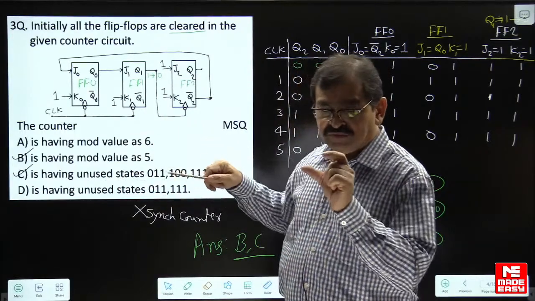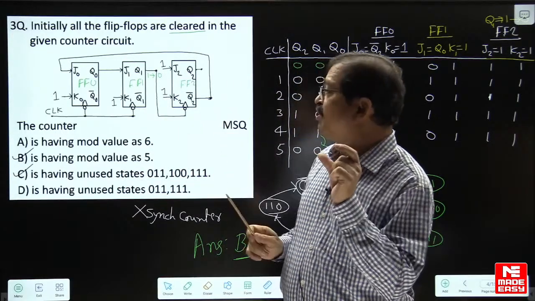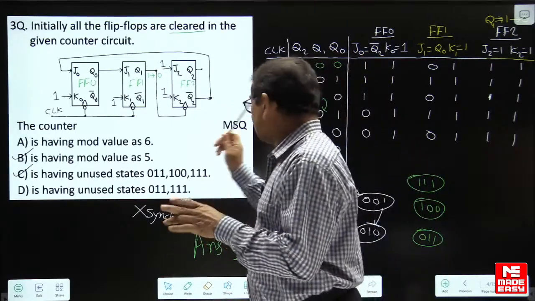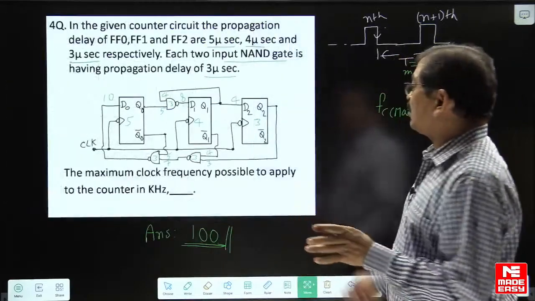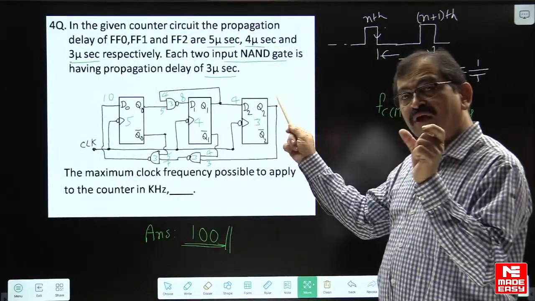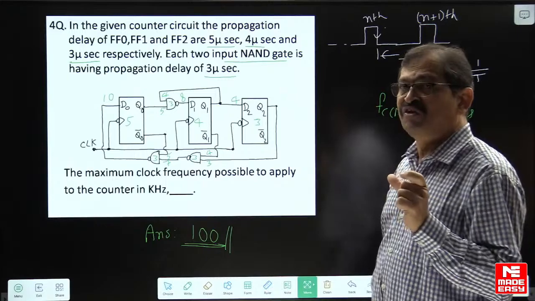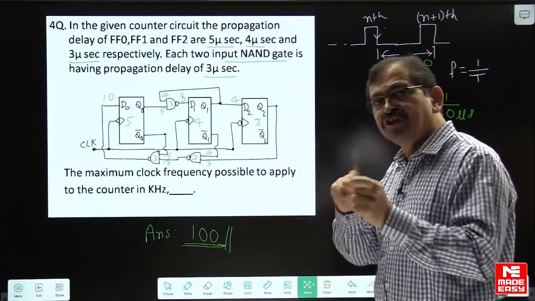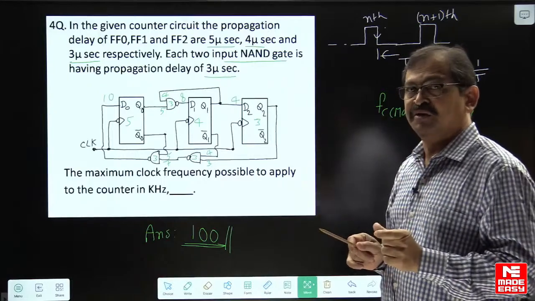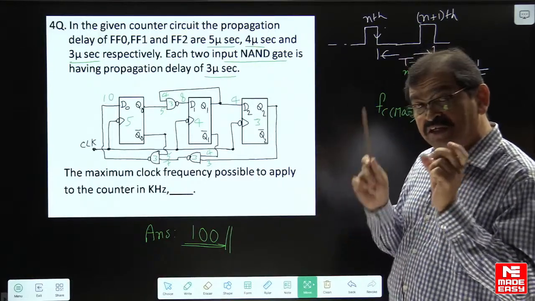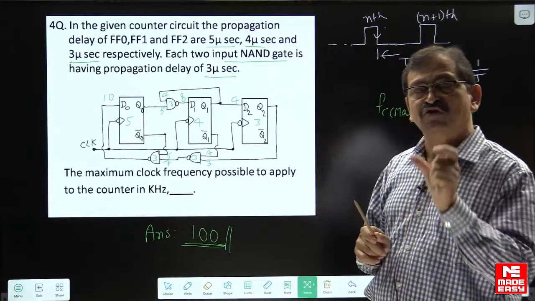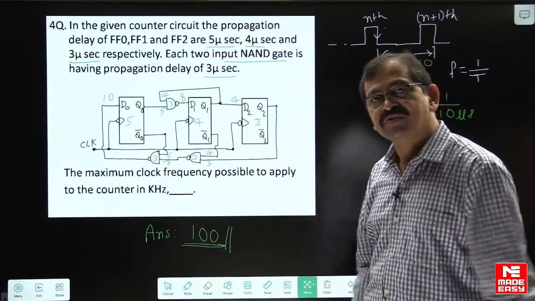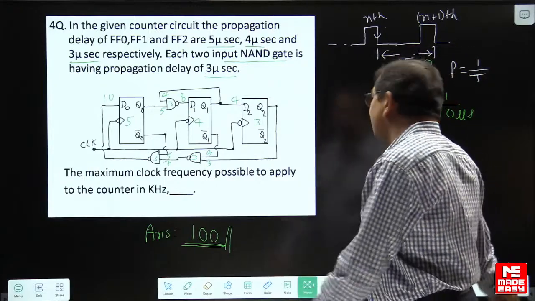So it requires the knowledge of how to analyze the counter circuit, right? Come to the next question. It is talking about how to identify the maximum clock frequency. To identify the maximum clock frequency, you need to know the minimum time required between 2 succeeding clock pulses. While identifying how much minimum time you need between 2 succeeding clock pulses, you can speak about the maximum clock frequency.